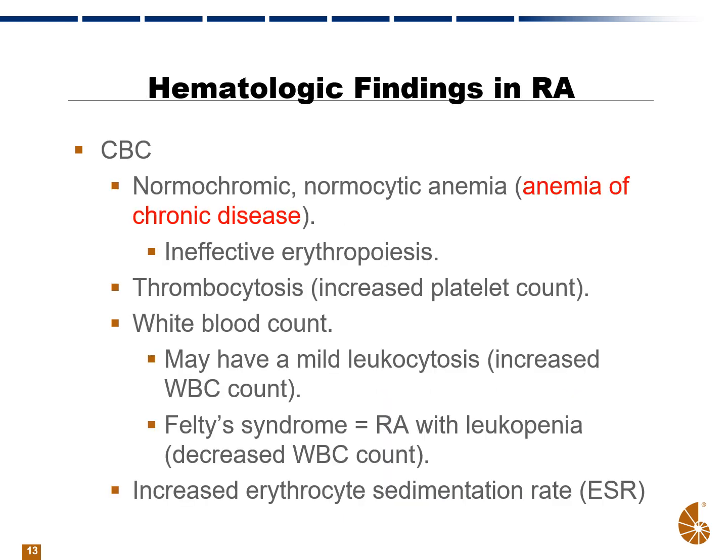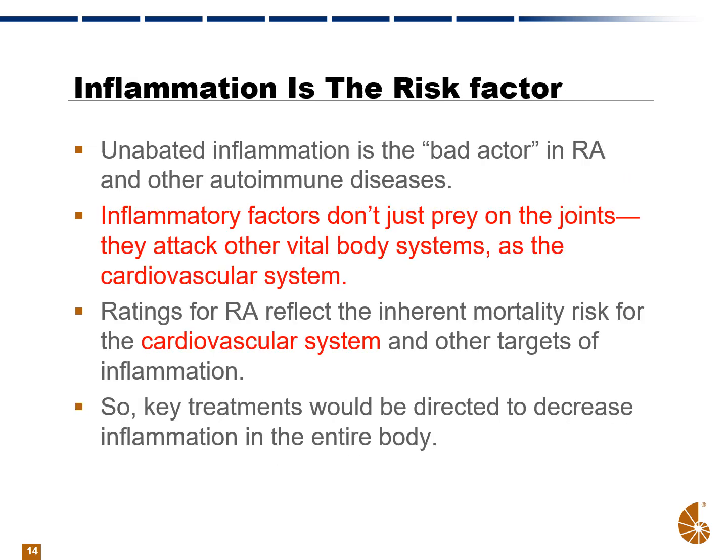So what are the hematologic findings in rheumatoid arthritis? For the CBC, you can get a normochromic normocytic anemia, which is called anemia of chronic disease, due to ineffective erythropoiesis. It could have thrombocytosis with an increased platelet count. The white blood count may have a mild increase or you may have a decrease, and if you do have a decrease, it can be called Felty's syndrome. And then, of course, the ESR is elevated as an indicator of inflammation.